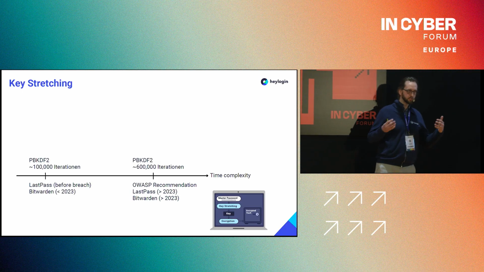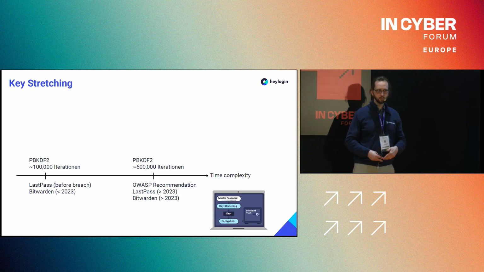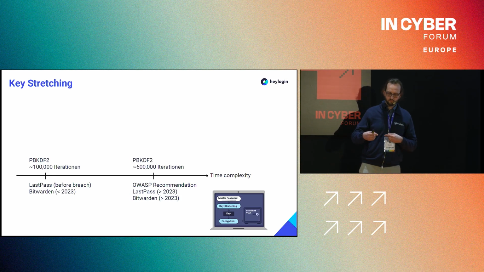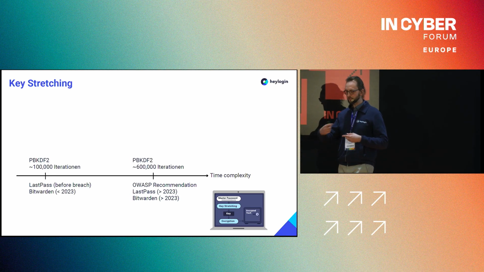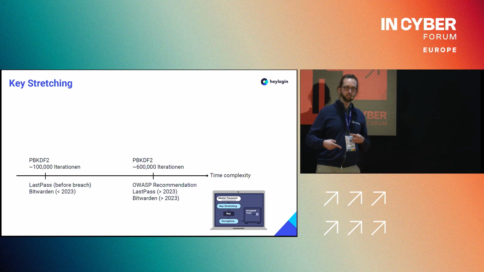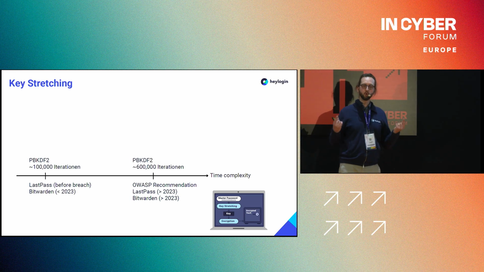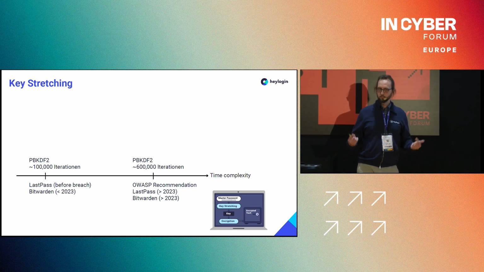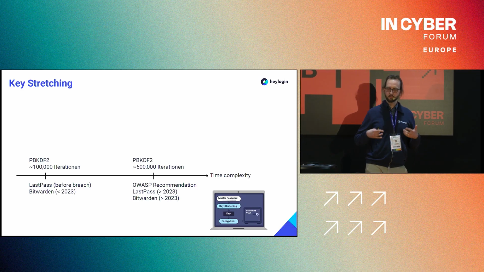So just to recap, you enter a master password. Key stretching is used to derive a key based on that master password. And that key derivation should be slow, intentionally slow. Because if attackers try to guess the right master password, they should be slow in trying new iterations.